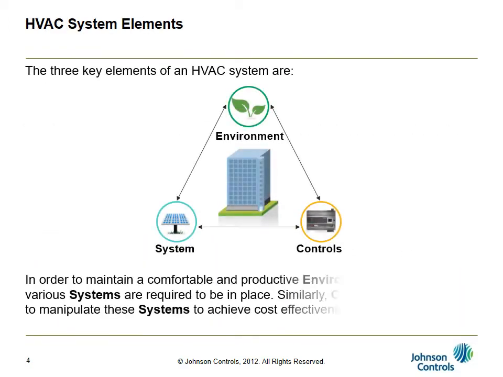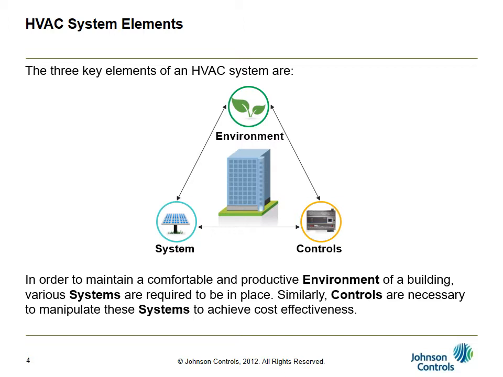There are three key elements of an HVAC system. Notice the building in the center of our diagram here. We have an environment in that building. We're trying to maintain the conditions in that building. If it's for people, it's for comfort that we're trying to control the conditions, or if it is for some kind of industrial process or computer room, we want to maintain the right temperature, the right humidity, the right airflow, and we want it to be clean air as well.